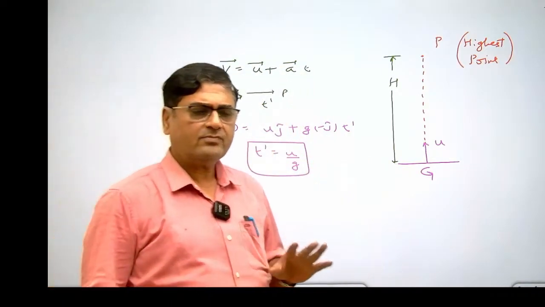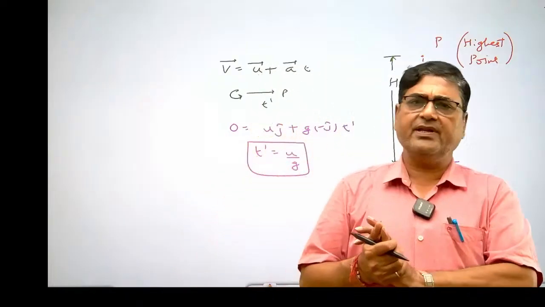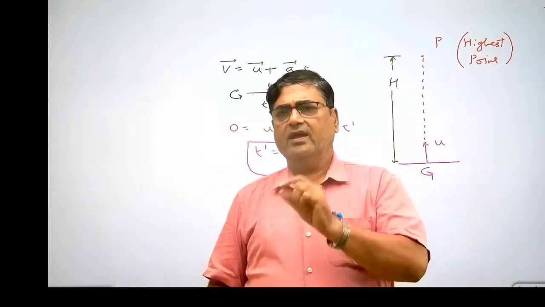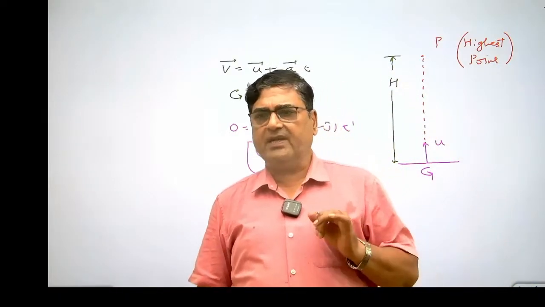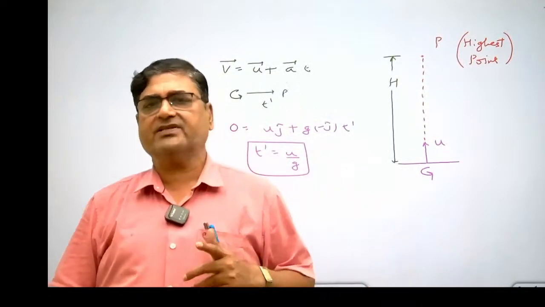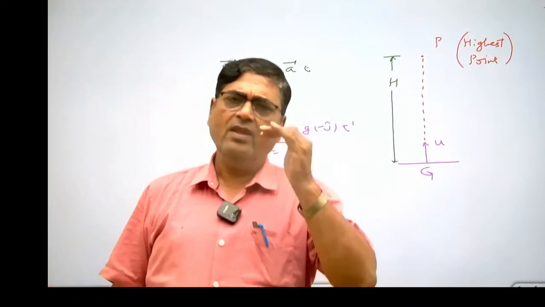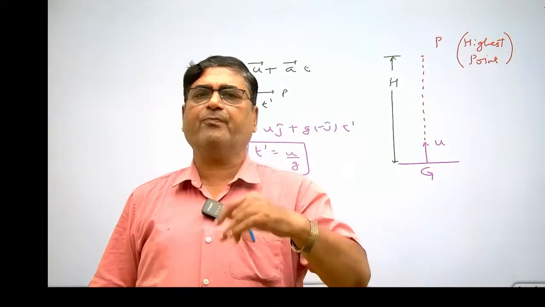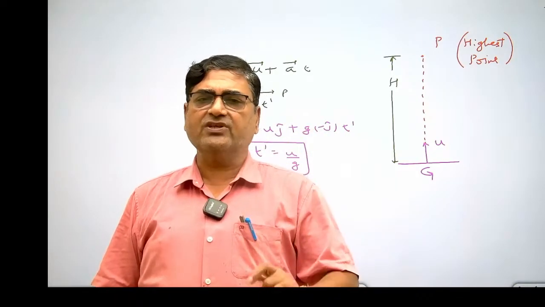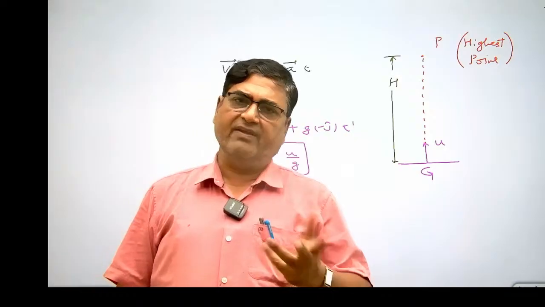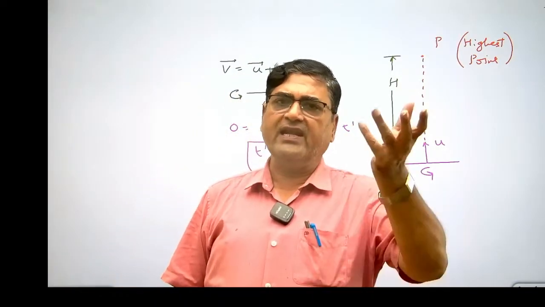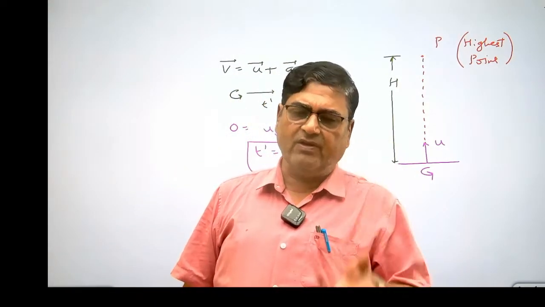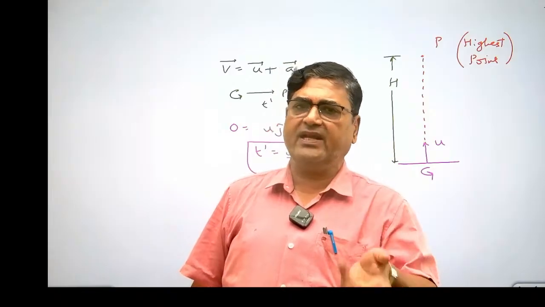Understand this concept in a very simple way. Suppose acceleration due to gravity is 10 meter per second square. What does 10 meter per second square indicate? It means that for any upward projected body, its velocity will decrease by 10 meter per second every second. Or for any downward projected body, its velocity will increase by 10 meter per second every second.